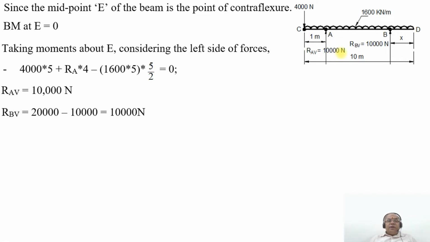Now, what is the value of RBV? RBV will be equal to 20,000 minus 10,000, which will be equal to 10,000 Newton.